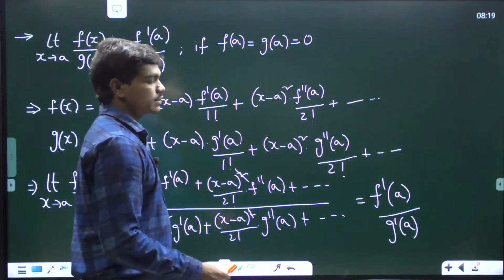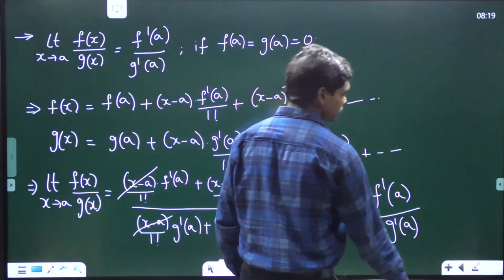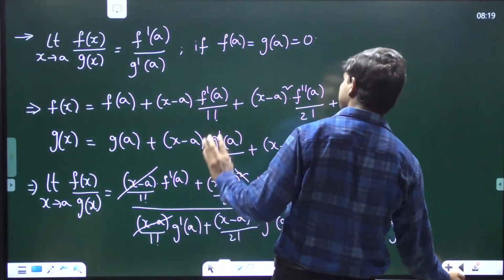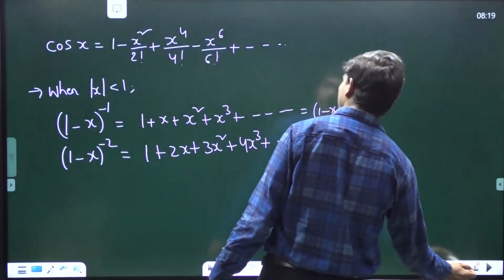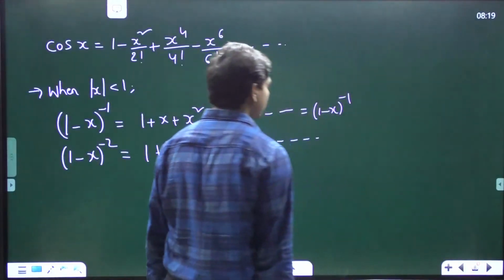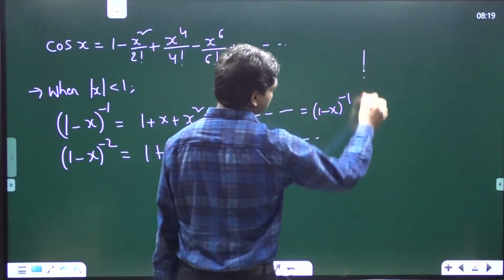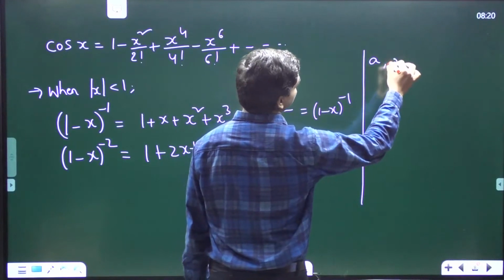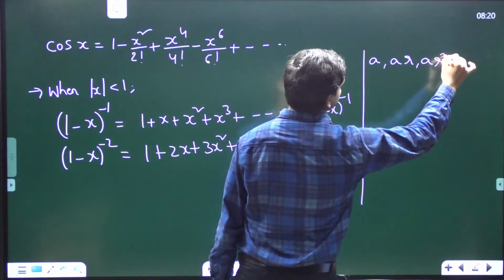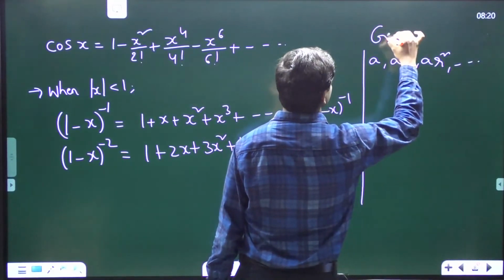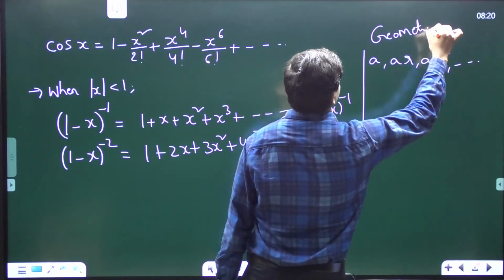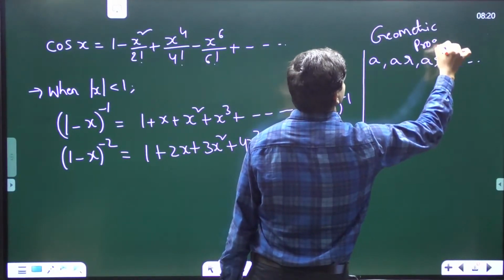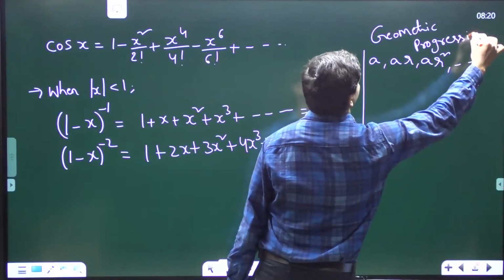Mod x less than 1 expansion, please explain, sir. Okay, see here. Meanwhile, whoever is here, please pause this and take these notes. I am revisiting back to the state. See, we have a geometrical series. For example, if you have the sequence a, ar, ar square, which is of course called geometric progression, which you studied in your class 10, I hope.